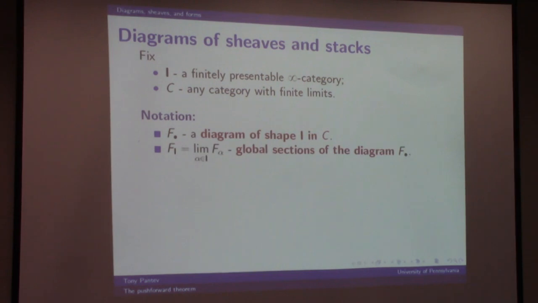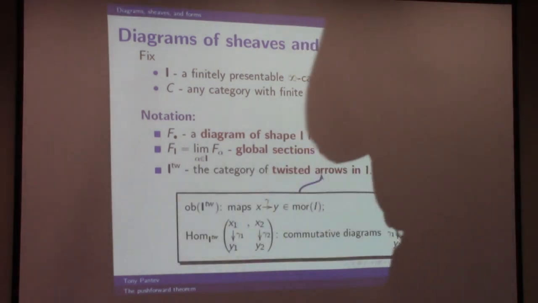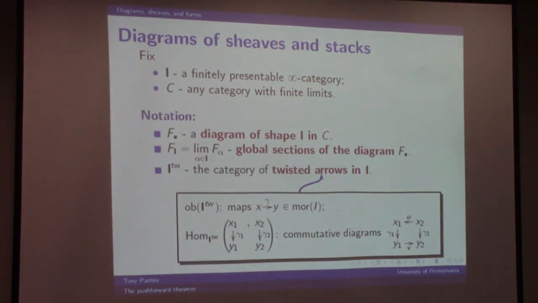And I'm assuming that the category I'm working with has finite limits. So in particular, I can look at global sections of a diagram. It will be just the limit of all the objects in the diagram. Now, because I want to do forms, there is a little bit of homological yoga here.